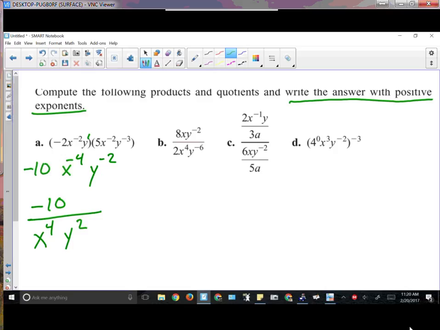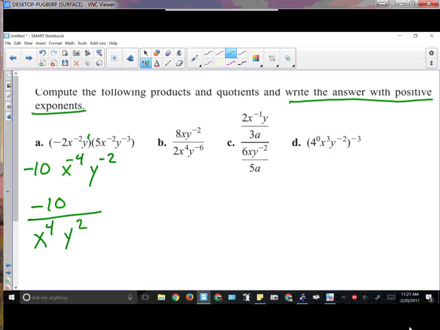I've said this a long time ago that when we're dealing with algebra, we like to keep things in the form of a fraction. Think of a numerator, think of a denominator. This makes life easier when we have to simplify these kinds of things.